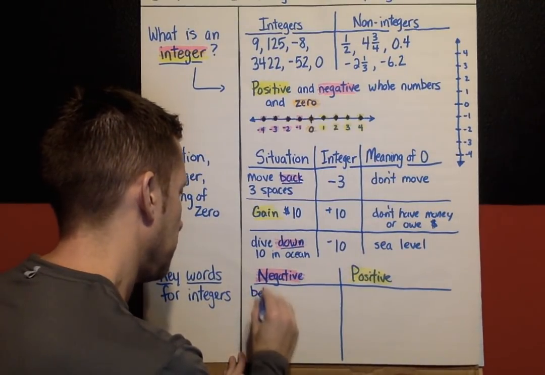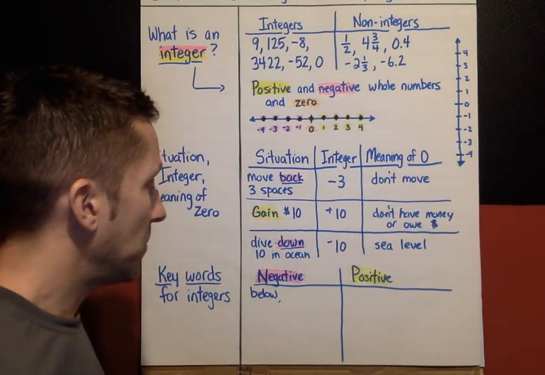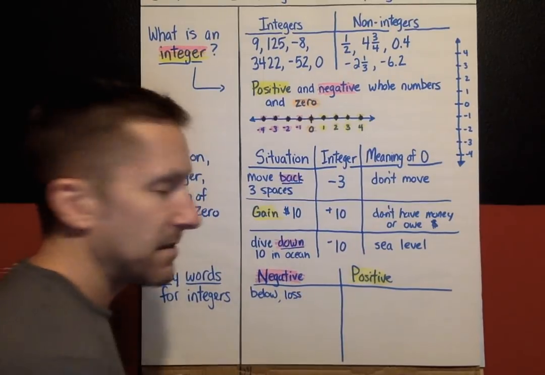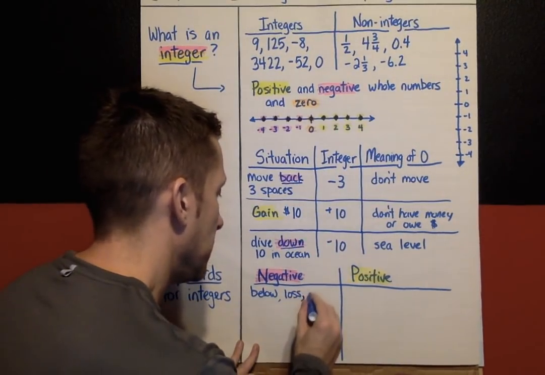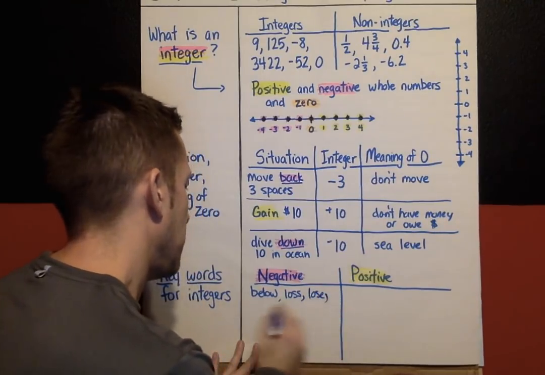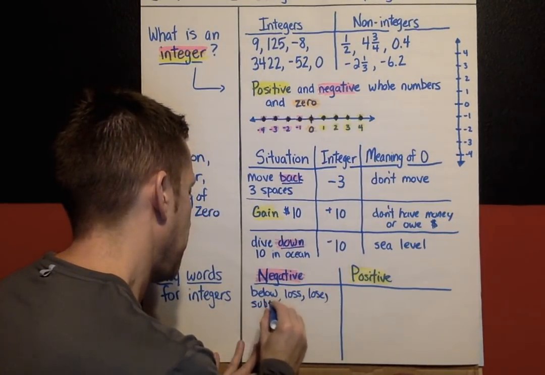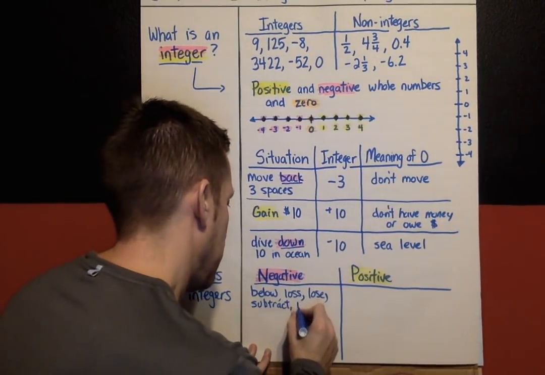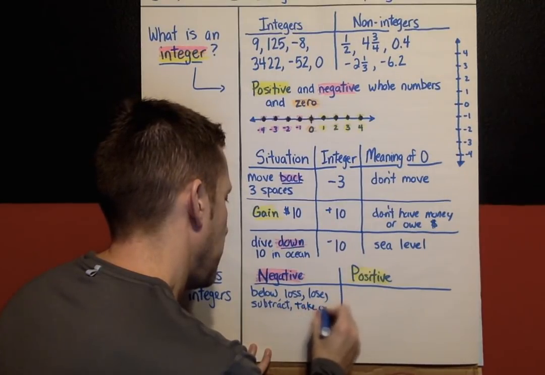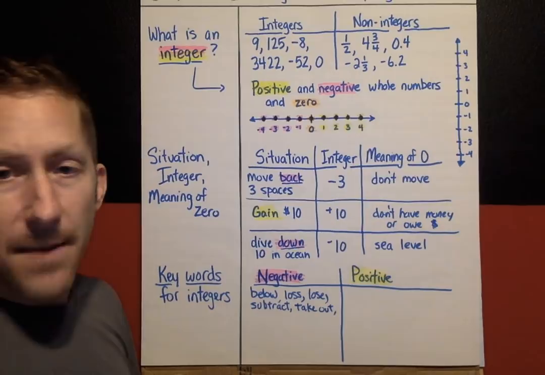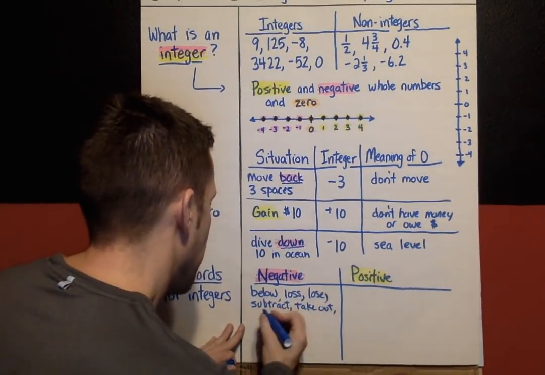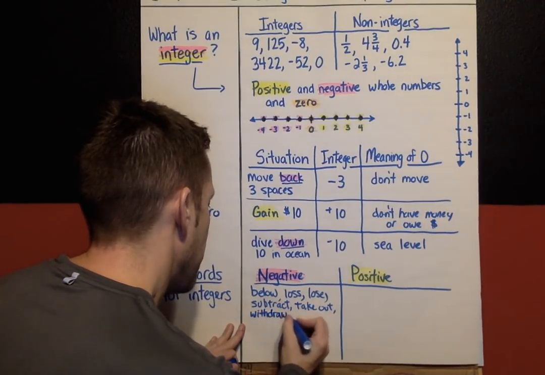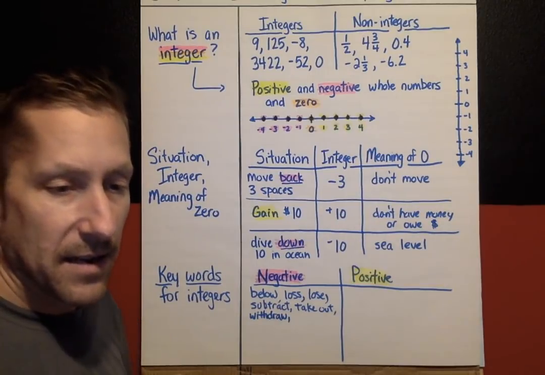Below, like below sea level. A loss. If you lose money, that's going to be a negative situation. Lose. Subtract. Take out. We often use take out money as an example. Take money out of your account. Another word for take out that you may not know is withdraw. If you withdraw money from your account, you're taking it out. That's going to be a negative.